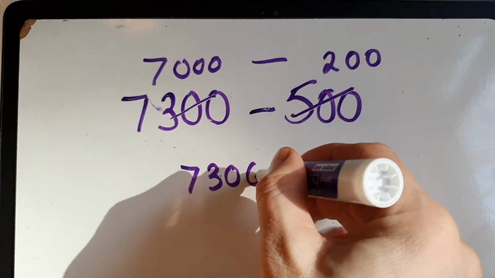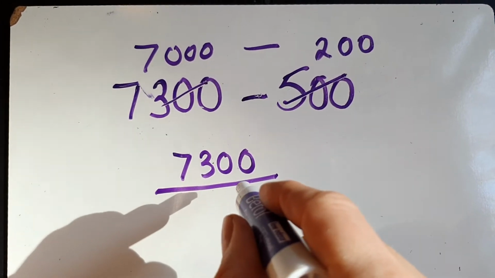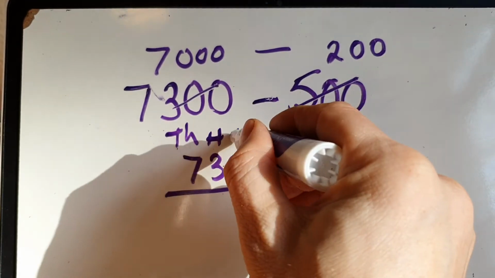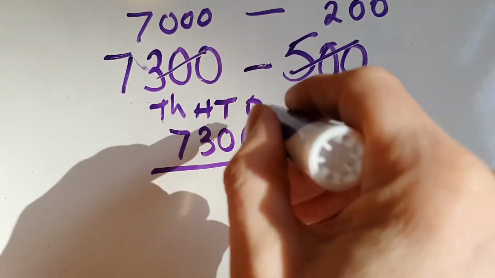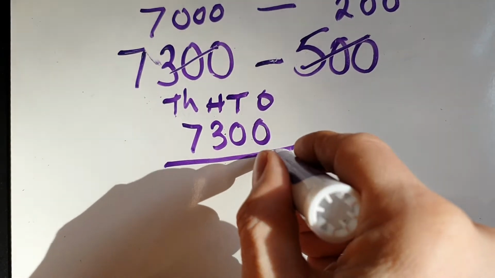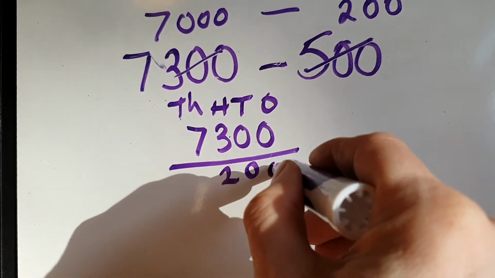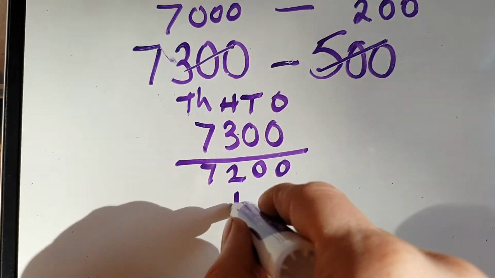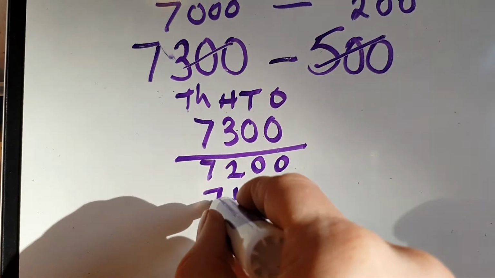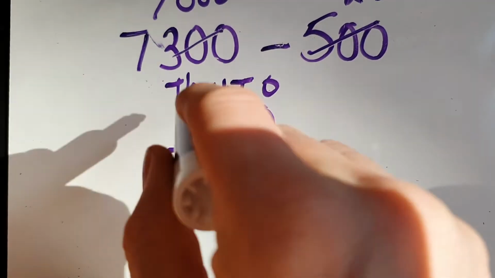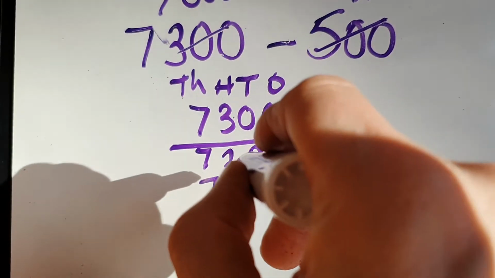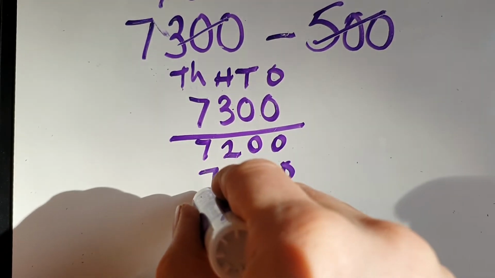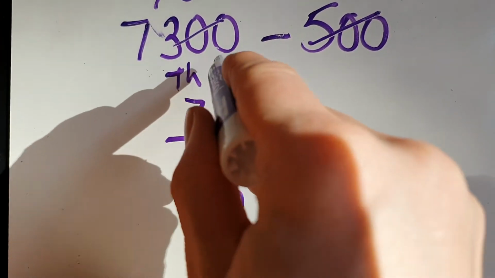Or I could just do it like this. 7,300, and I'm going to take away 500. So it's the hundreds that we're taking away. Don't need to change my ones, nor my tens. So 1 less would be 200. And my 7 would stay the same. 100 less will be 100. And my 7 stays the same. I'm only changing my hundreds. So take another 100 away. So see, each time I'm only changing the hundreds.